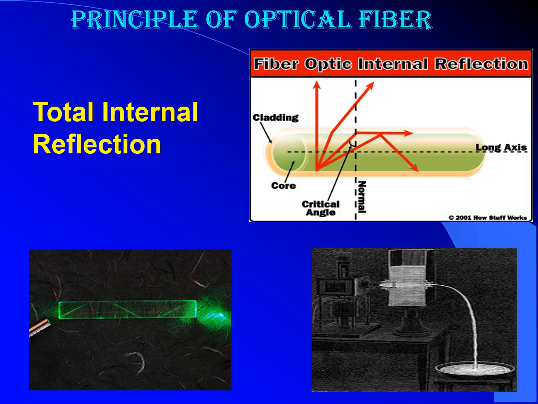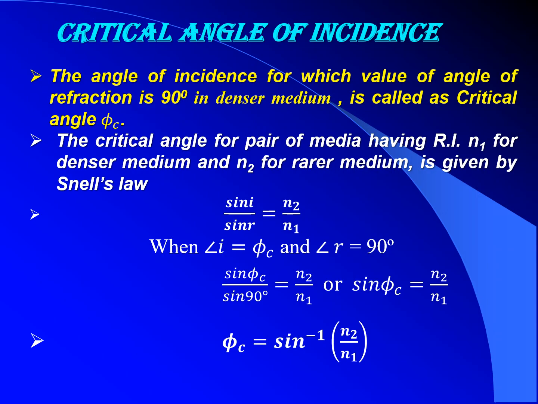Okay. So what is total internal reflection? When a ray of light travels from denser medium to rarer medium at an angle of incidence greater than the critical angle of incidence, then the ray is reflected back in the same denser medium. This is known as total internal reflection. Then what is critical angle of incidence? That is the angle of incidence in denser medium for which the value of angle of refraction becomes 90 degree, is known as critical angle, that is phi c. Its symbol is phi c.